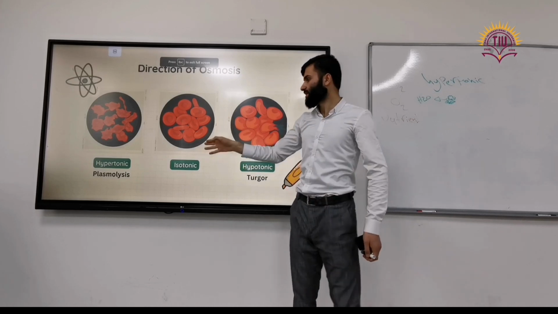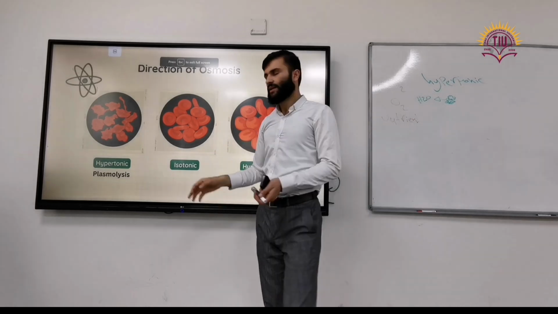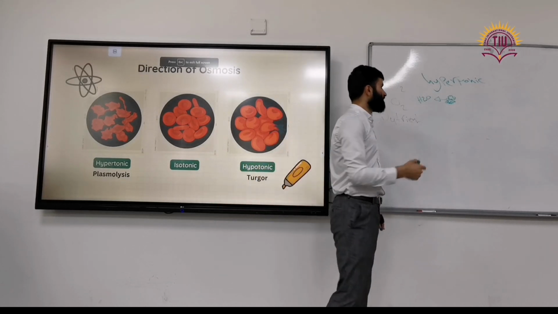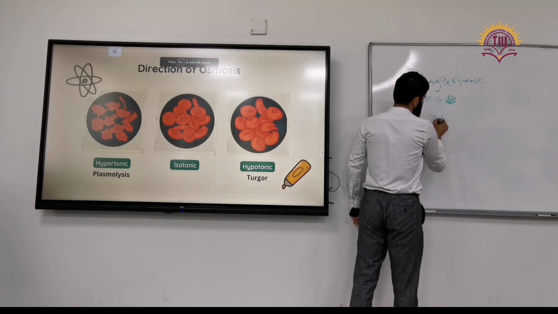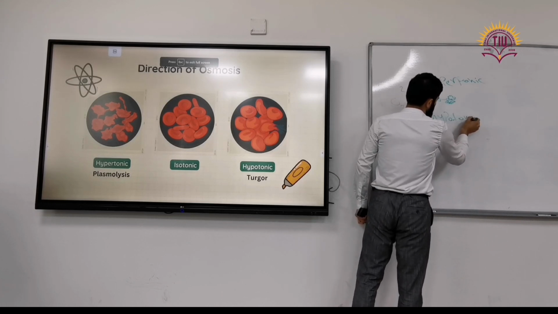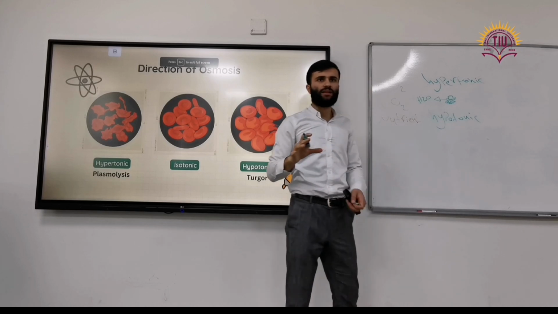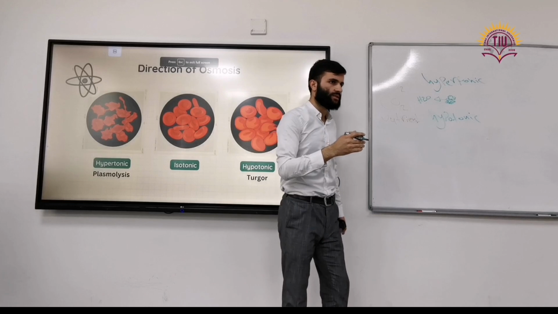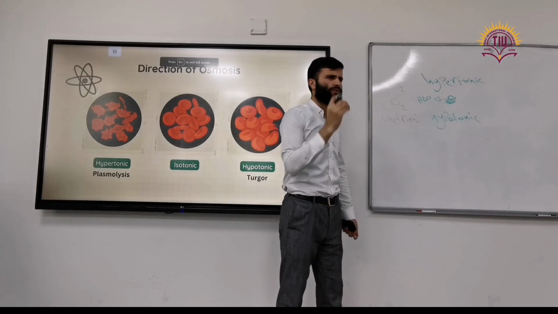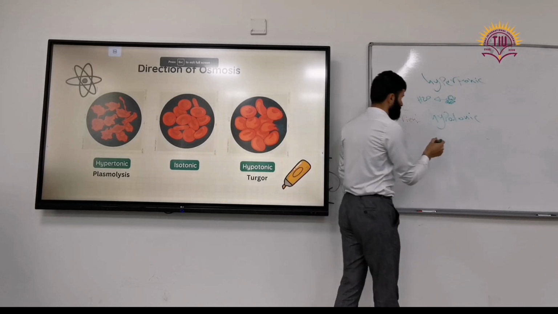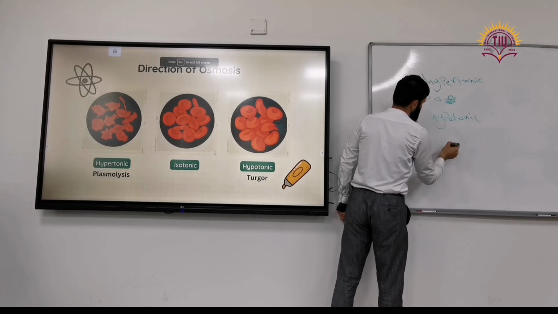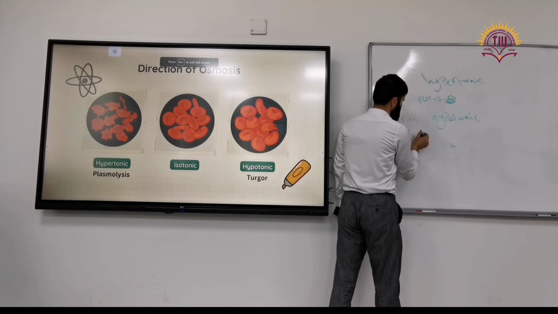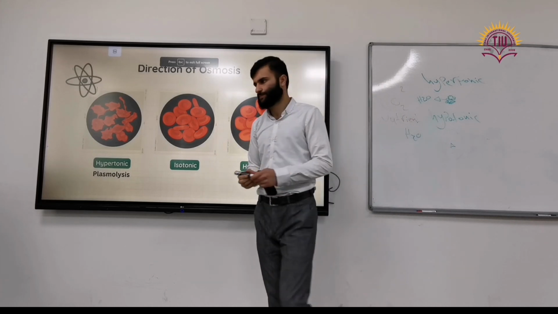And the second one, isotonic, which is a normal cell. And the last one, we have hypotonic. Hypotonic, vice versa with hypertonic, which is the cell composed of a large amount of water and very, very low amount of solute. This is an example, which is composed of a large amount of water.